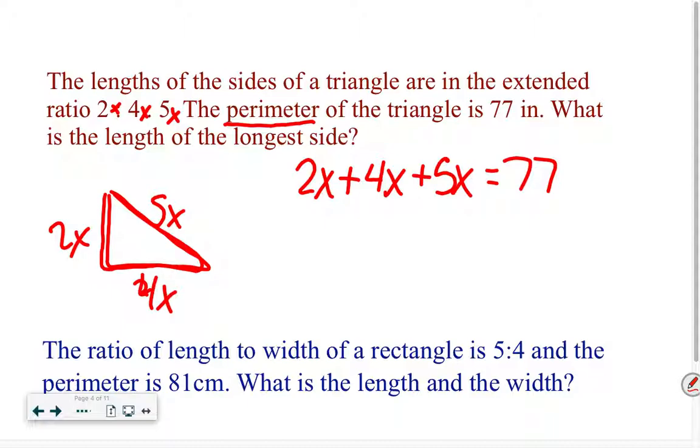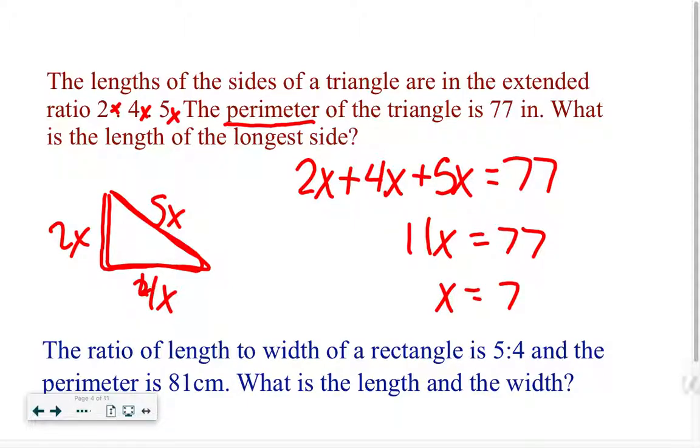My perimeter is all the way around. Okay, how much x do I have? 11x. Yeah. So yes, x is 7. Gotta be more specific.